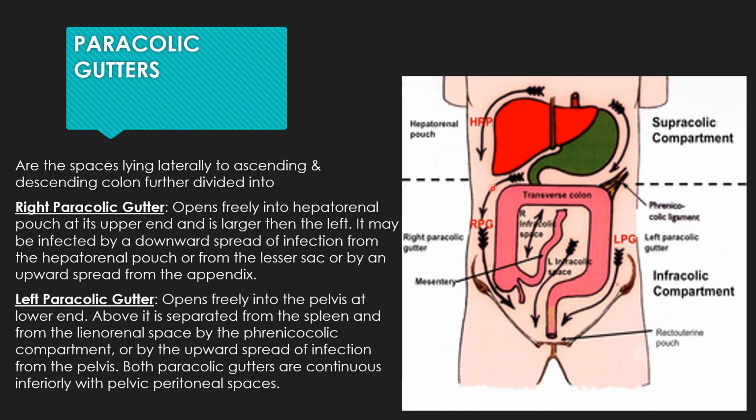The fluid can go from this right paracolic gutter towards this pelvis, while the left sided paracolic gutter is lying lateral to this descending colon. It is narrow and shallow, and it is also limited superiorly by the attachment of the ligament that is known as the phrenicocolic ligament, that connects the diaphragm with the splenic flexure of the colon, and it is basically limiting this infracolic compartment, that is the left-sided paracolic gutter, from the supracolic compartment. But inferiorly you can see this left paracolic gutter is opening freely into the pelvic cavity.